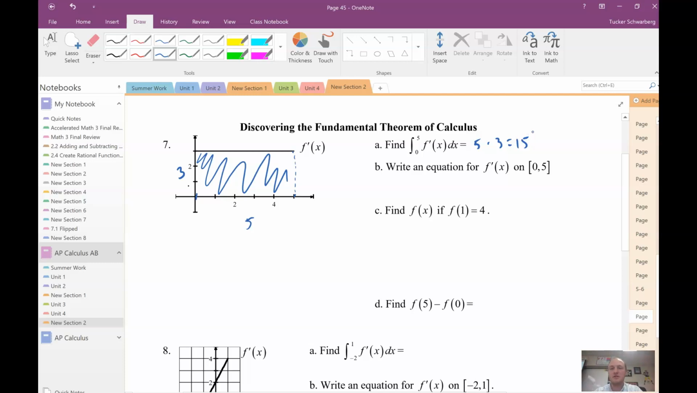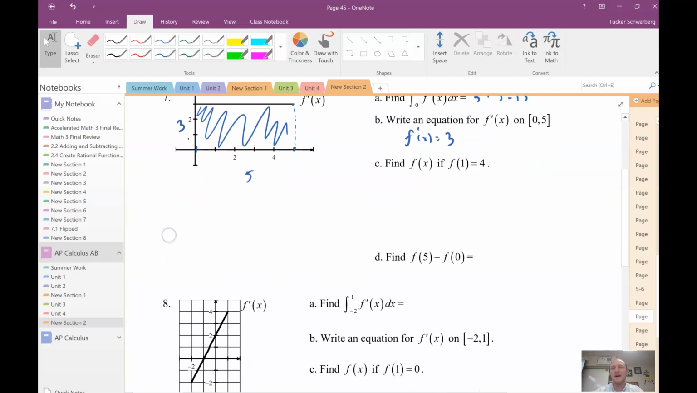They want us to write an equation for f prime of x on that interval 0 to 5. Well, this is a constant function, and the output is just 3. Now they want us to find f of x if f of 1 is equal to 4. I have the derivative, and if I want the function, I integrate. So I take the integral of f prime of x dx, which is the integral of 3 dx, so this is going to be 3x plus c.